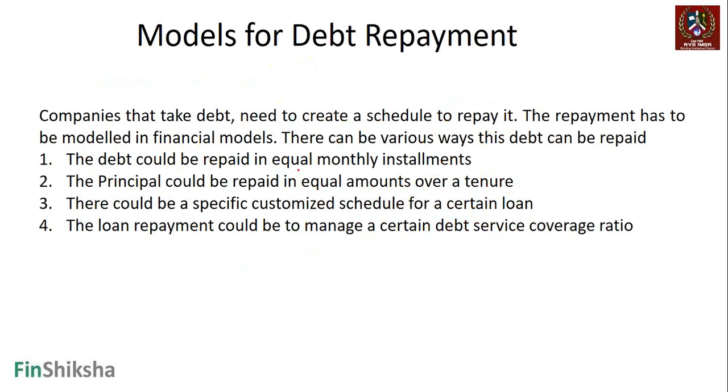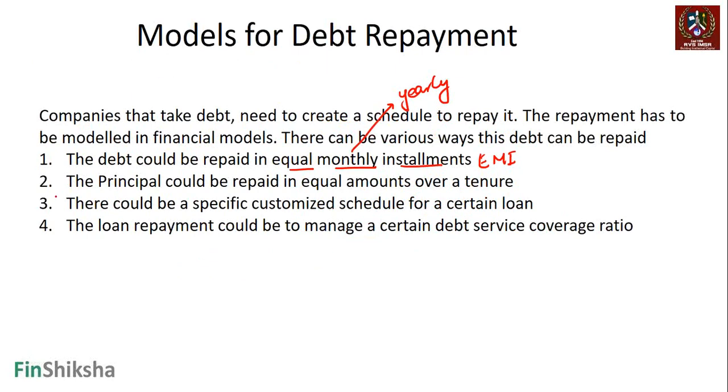The debt could be repaid in equal monthly installments, what is called EMI, equated monthly installment. Now it could be monthly or yearly as well. The same concept, instead of an EMI, will become an EYI, equated yearly installment, rather than monthly installment. In this case, the total installment amount remains the same. The amount of interest and the principal component within that keeps changing over a period of time, right?